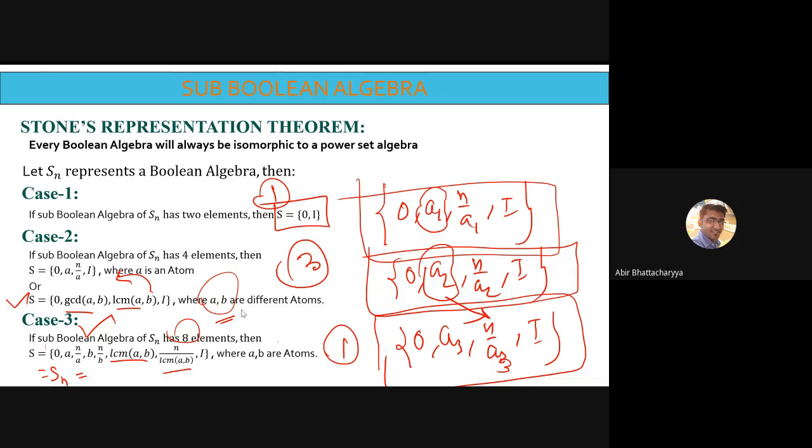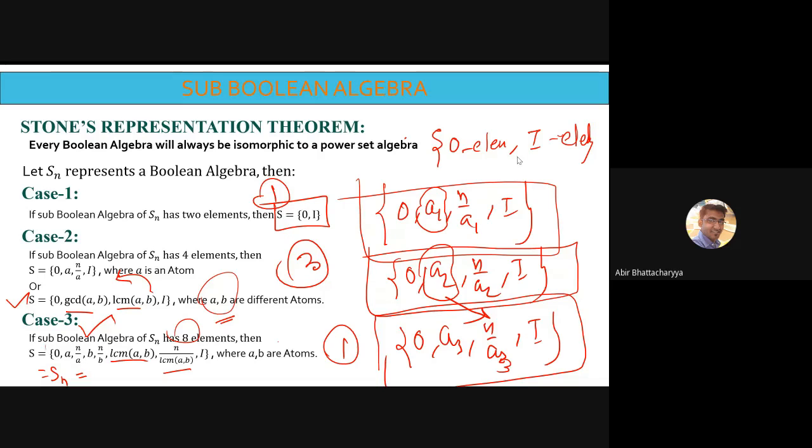Matthews asked me, what about 1? Yes, Matthews, 1 is 2 power 0, but we will not consider that, because if only one element is present, it is not possible. At least 0 element and I element should be there inside the set, so at least 2 elements will be there. That's why we will start from 2 power 1. 2 power 0 is not possible.